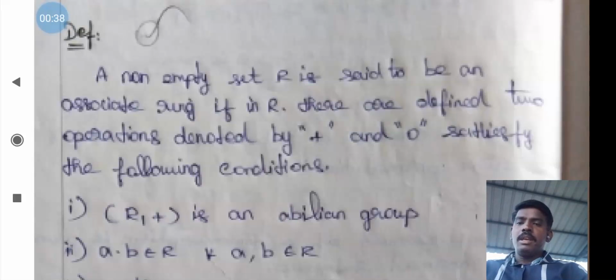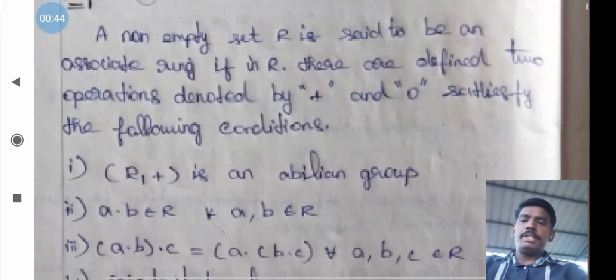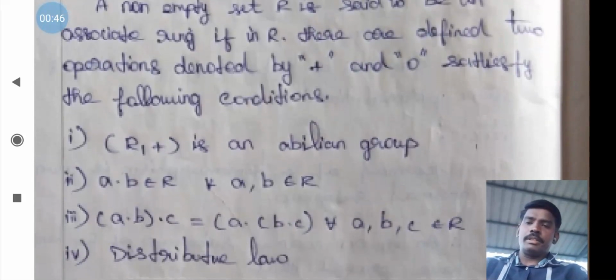First one, this R should be an abelian group under addition. Then under multiplication, it is closure, that is a dot b belongs to R for every a, b belongs to R. Also it will satisfy associative property, that is (a dot b) dot c equal to a dot (b dot c) for every a, b, c belongs to R.